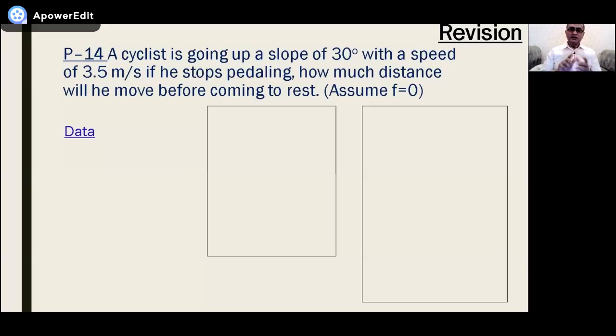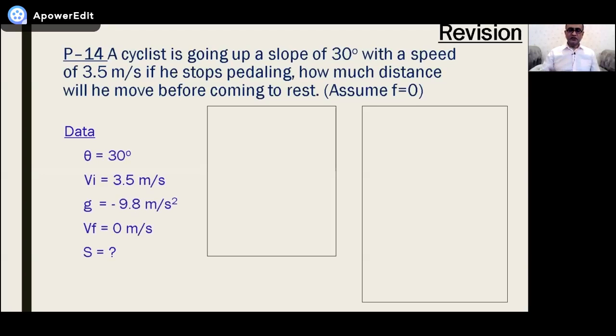I repeat, the speed of the cyclist is 3.5 meter per second. What is the angle of slope on that inclined plane? 30 degree. He stopped pedaling, so his final velocity would be 0. Before coming to rest, he will cover some distance. We have to find that distance, right? What is the important factor here? We assumed that the friction force is 0. So the data: since the cycle is going up, that is why we have taken the value of G as negative, minus 9.8.